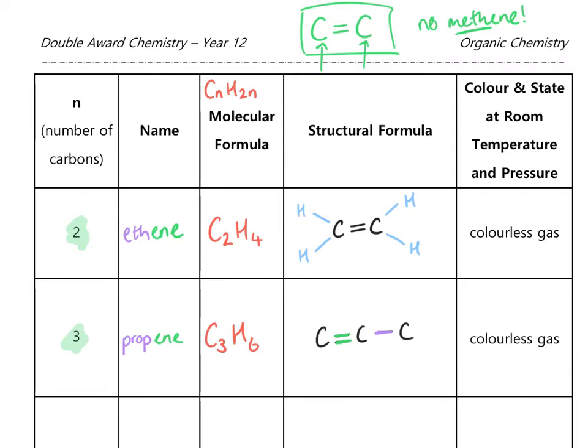So again, let's think about how many other bonds each carbon needs. So let's look at this first one first of all. It's currently got 2 bonds, so it needs 2 more to make 4. And I'm going to put hydrogens at the end of those bonds. Let's look at our middle carbon. You can see it actually has 3 bonds. So 2 is part of the double bond, but then it's got a single bond in the other direction. So it actually only needs 1 other bond, and we put hydrogen at the end of that.